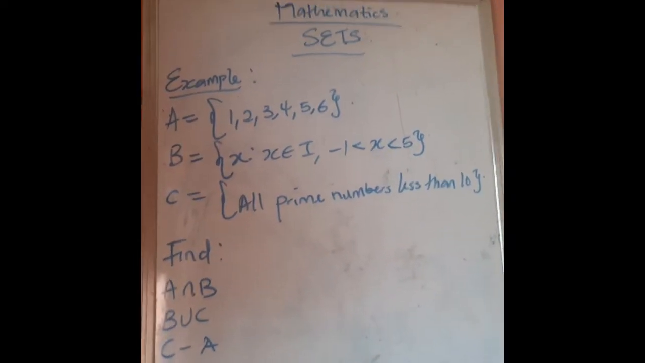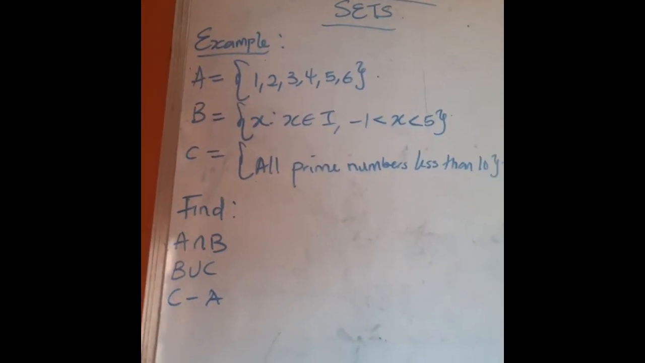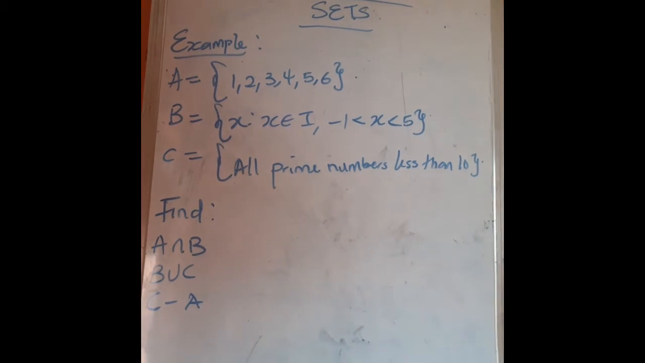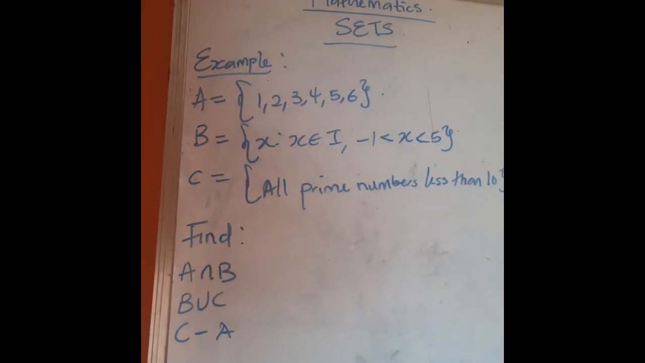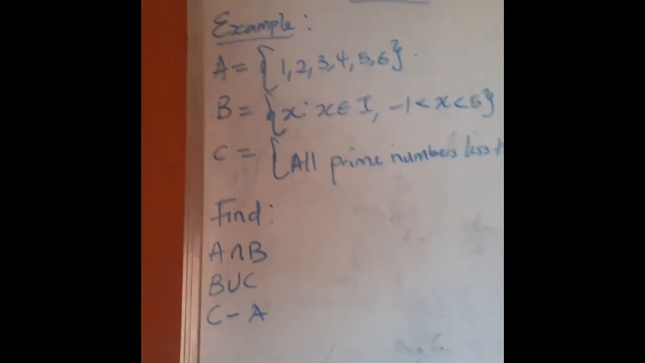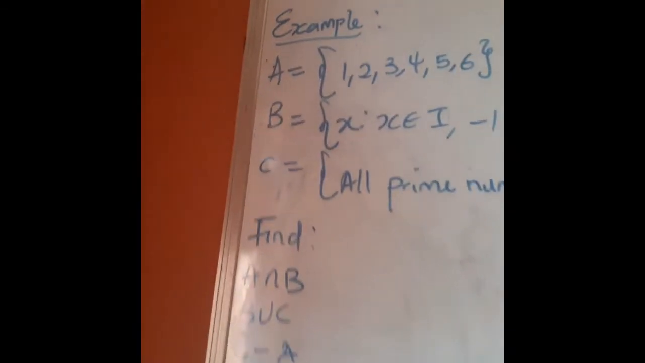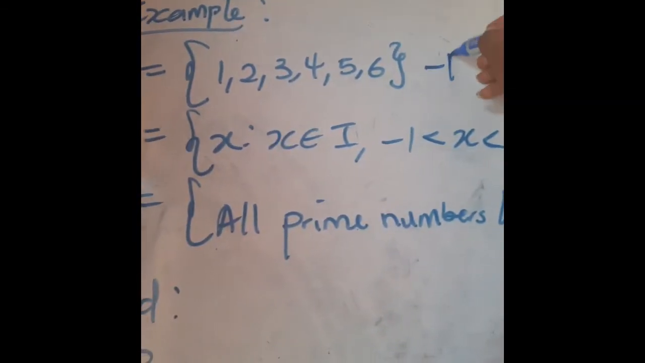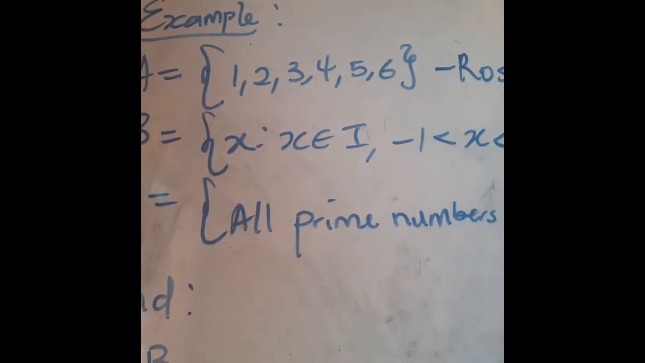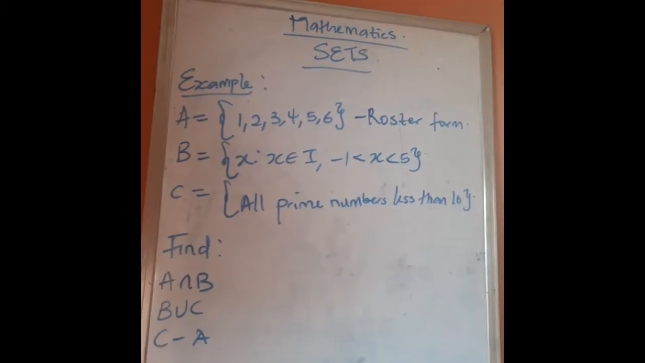So we are going to use these questions here to explain everything we'll be saying about sets. If you look at the first one, set A, we can see that all the elements of set A are listed. So this will show us that set A is in roster form. We talked about roster form. It's a form in which all the elements of the set are listed.